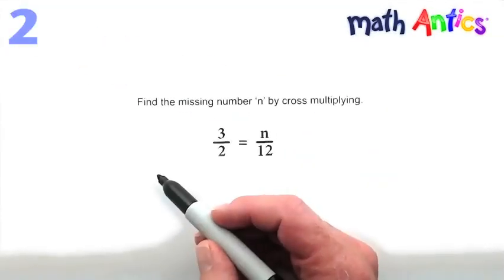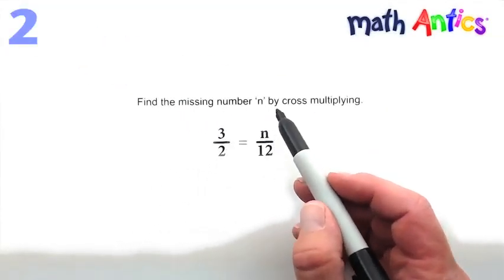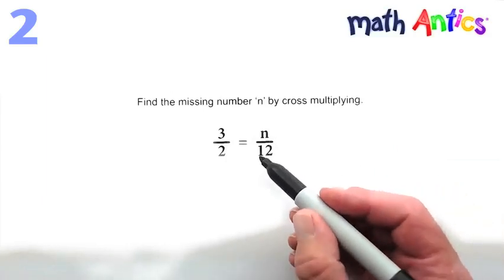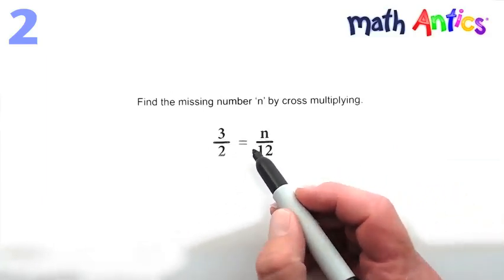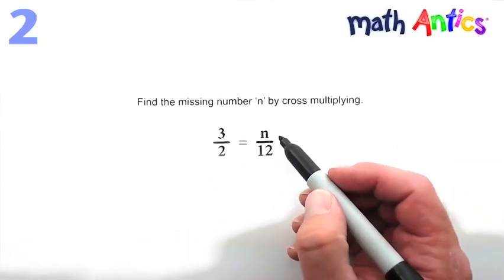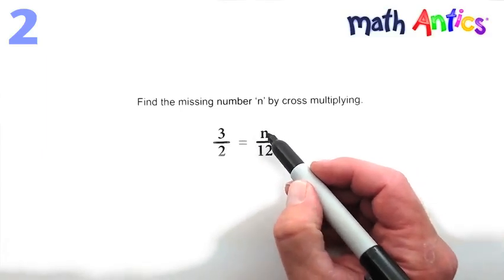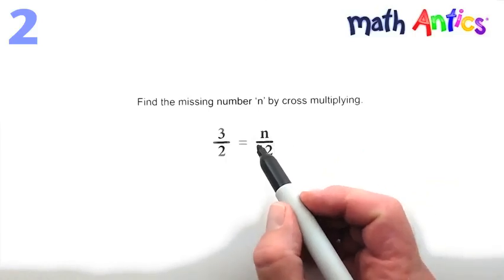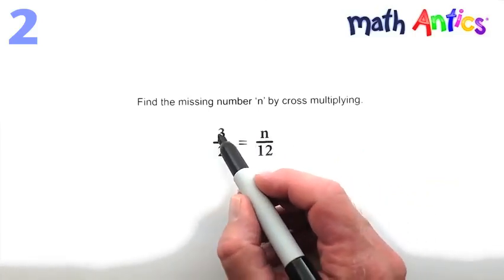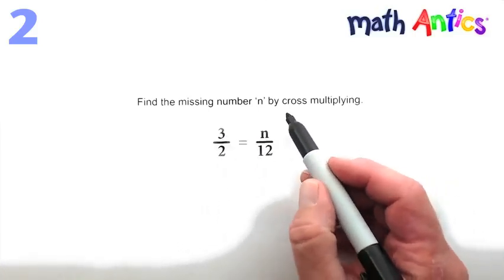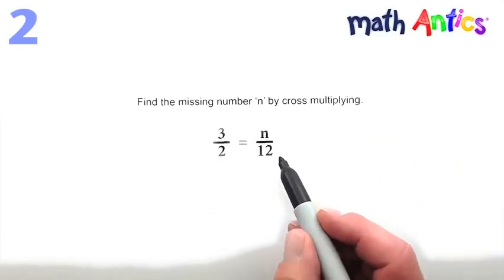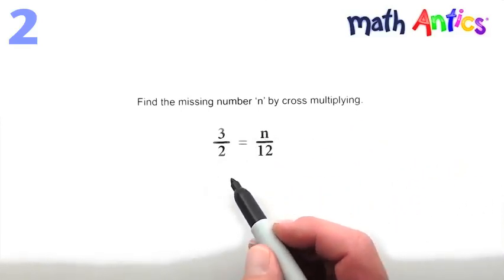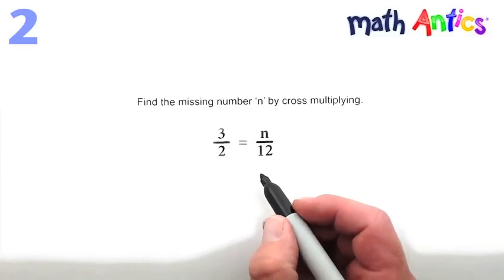And our next problem also says find the missing number n by cross multiplying. And again, we have a proportion here that doesn't have any units. But the difference this time is that the missing number n is on the top number of the second fraction. And it doesn't matter where that missing number is. It could be at any of these 4 positions. Cross multiplying works the same no matter how you do it. It's just that the n will be in a different place in your rewritten equation.